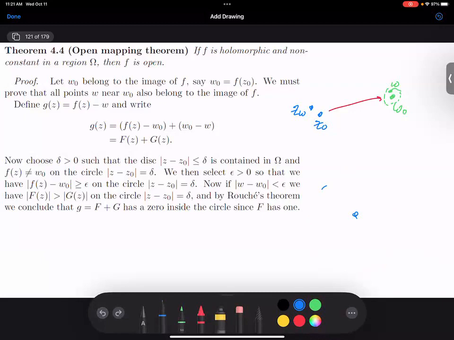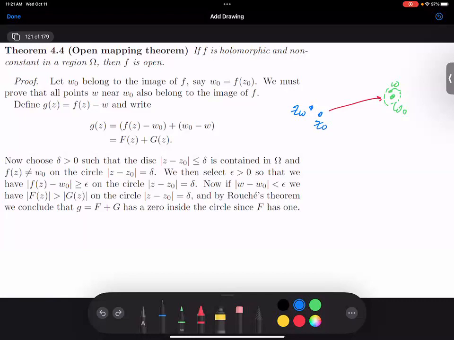Okay, so we want to choose z appropriately. Let's look at the function g of z is f of z minus w. And we can write that as f of z minus w naught plus w naught minus w. So we've done the classic trick of doing nothing, right? We've done nothing by adding 0 in a clever way.